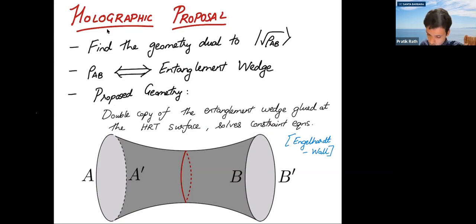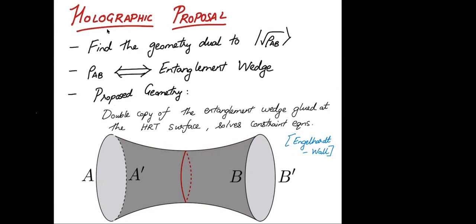This is something that was shown in a paper by Engelhardt and Wall. The fact that the surfaces on which you're gluing these patches together are extremal plays a key role in the fact that this initial data solves the equations of motion, solves the constraint equations. And so we think of this as, yes.